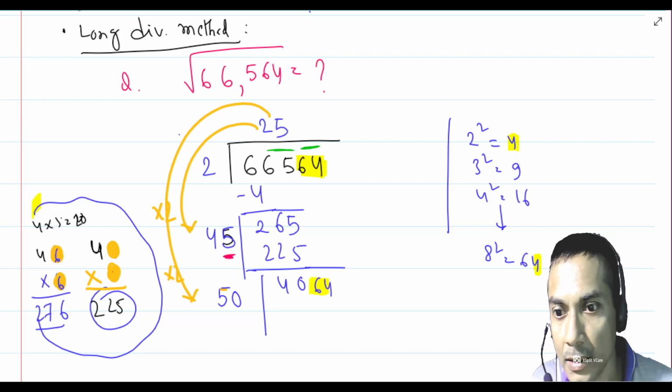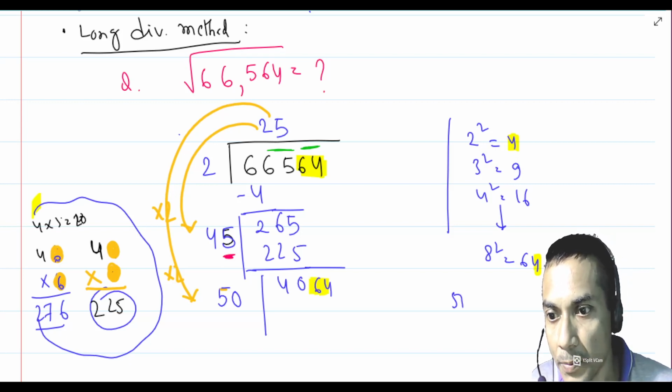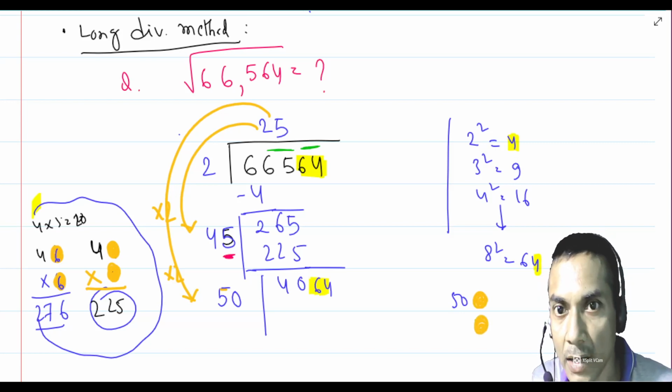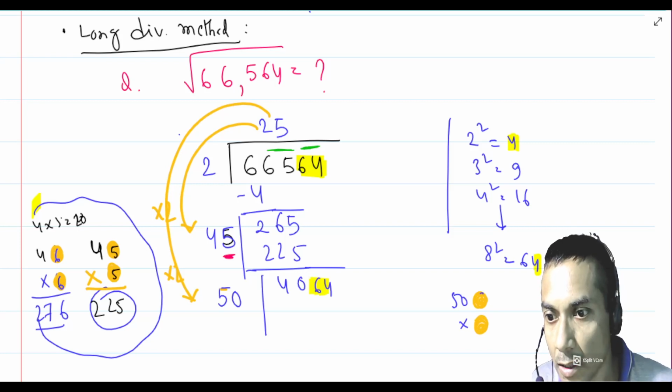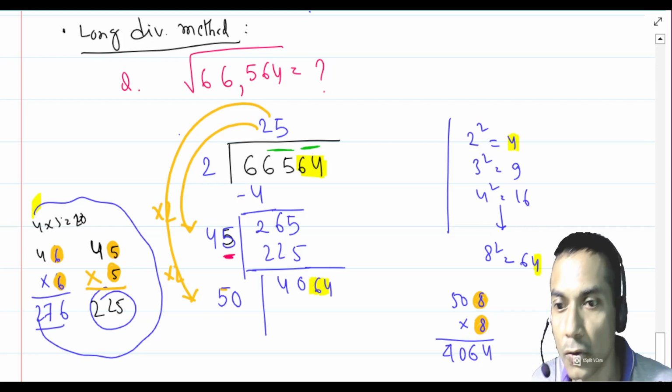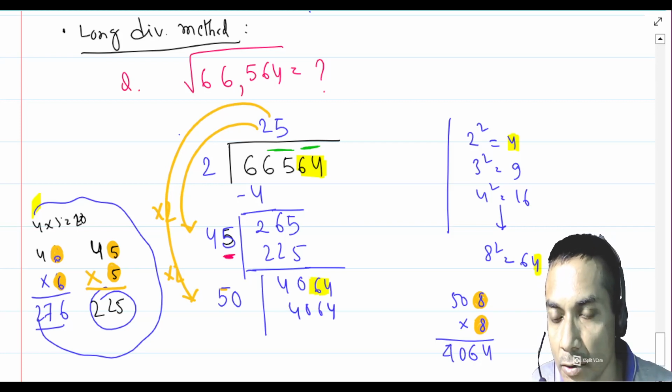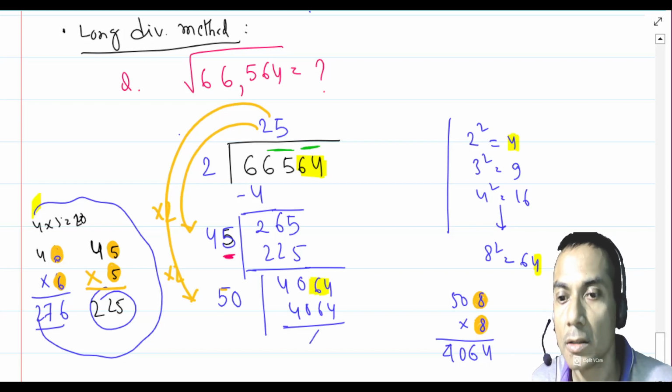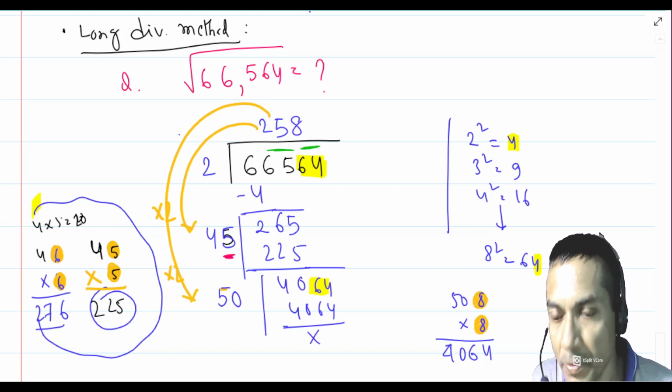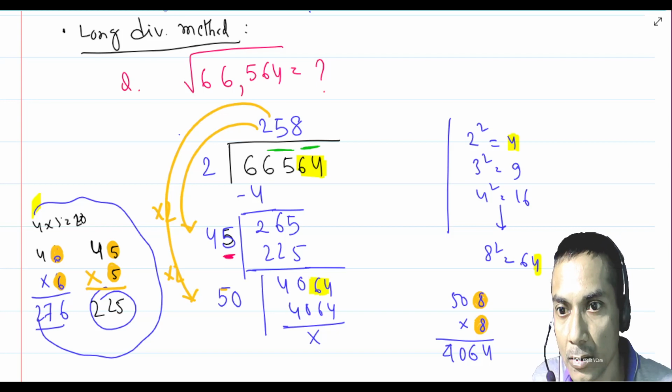Let's check it. 50, and you consider such a value here and here also, then multiply both. I consider 8 here. Clear? 64, 40. So 4064 is correct. So now there will be no remainder. So 258 is the right answer. 258 is the right answer.